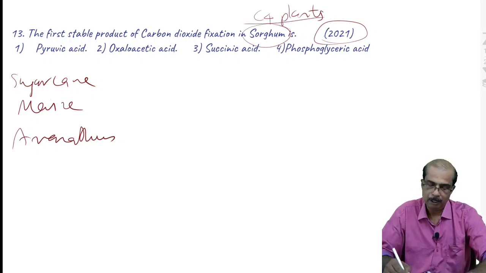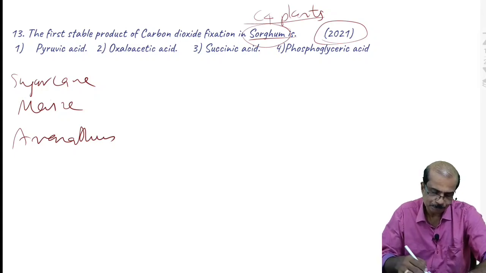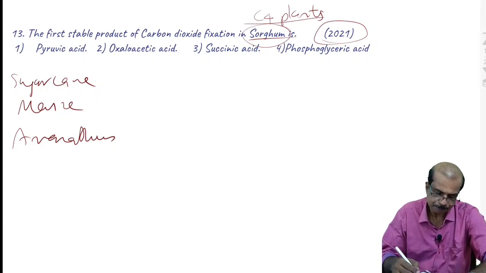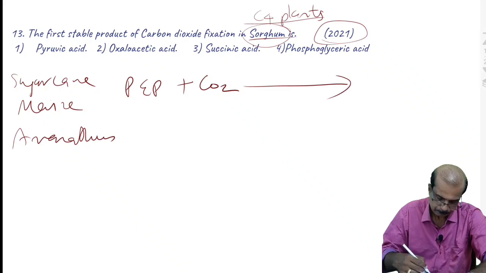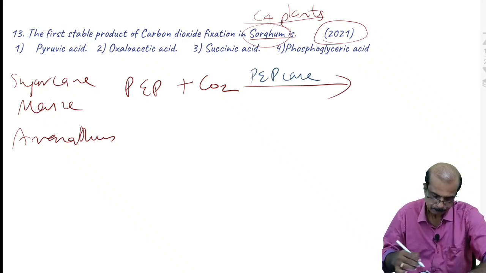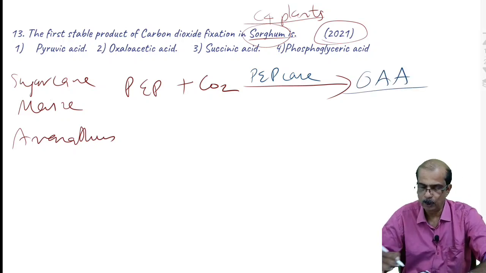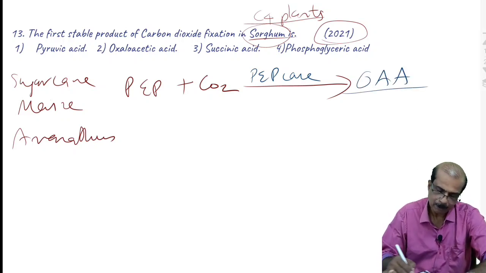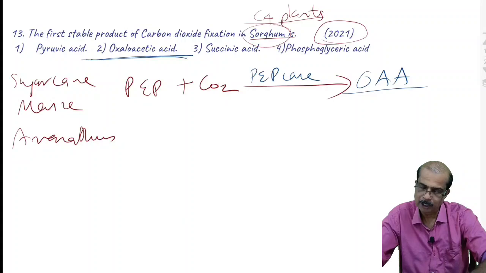besides sorghum. Coming to the answer, the first stable product: here carbon dioxide is combined with phosphoenol pyruvate with the help of the enzyme PEPcase, and the product is OAA, that is oxaloacetic acid. This is a direct question. Here option 2 will be our answer for this question.